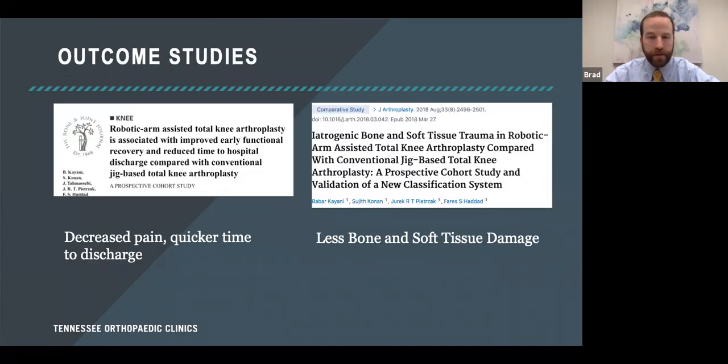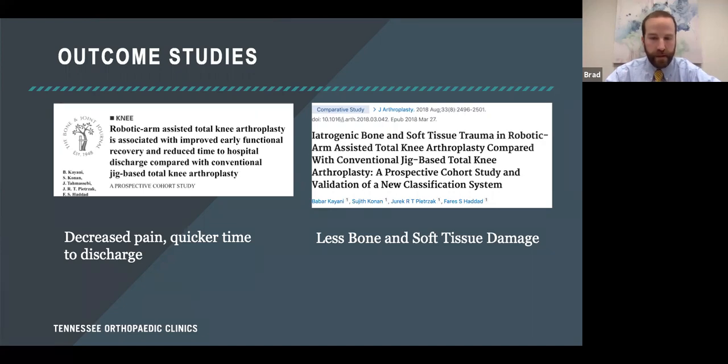So just a few outcome studies looking at robotic assistance. The first study on the left compared robotic assisted total knees to conventional knee arthroplasty. They did 40 one way and then 40 the other way. In the robotic assisted group, they showed decreased pain and a quicker time to discharge.